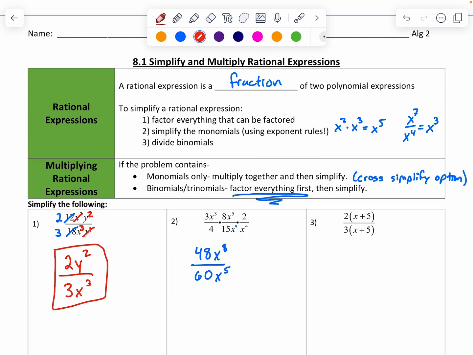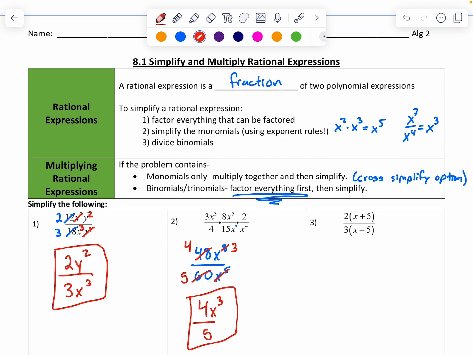So now we can simplify. I've got to figure out what can go into 48 and 60. Those can both be divided by 12, I believe it is. So this turns into a 4. This turns into a 5. One nice thing about cross-simplifying versus doing it this way is that with 48 and 60, I have a hard time figuring out what goes into that. I'll show you that in the end. With the x's, the 5 subtracts, and the 8 turns into a 3. So we are left with 4x cubed over 5. That's the way my students liked it last year.